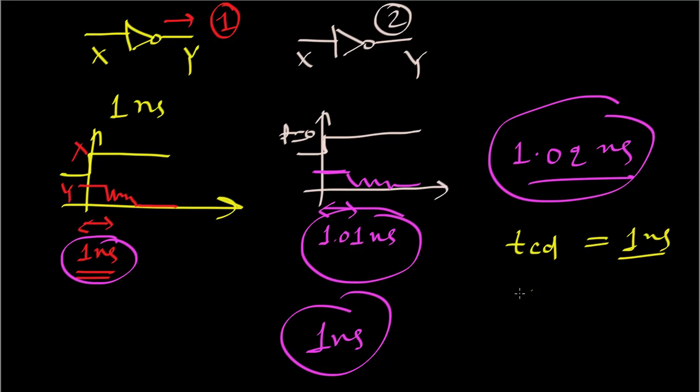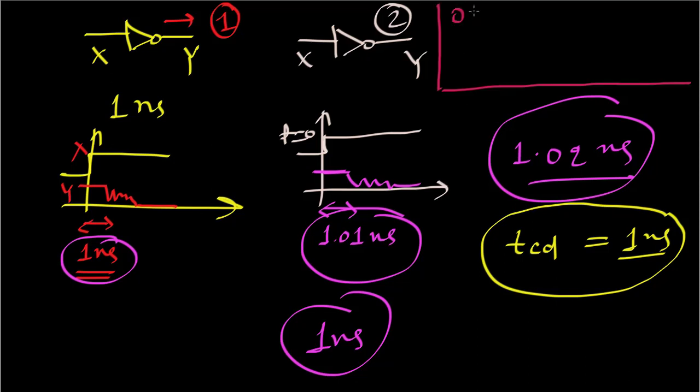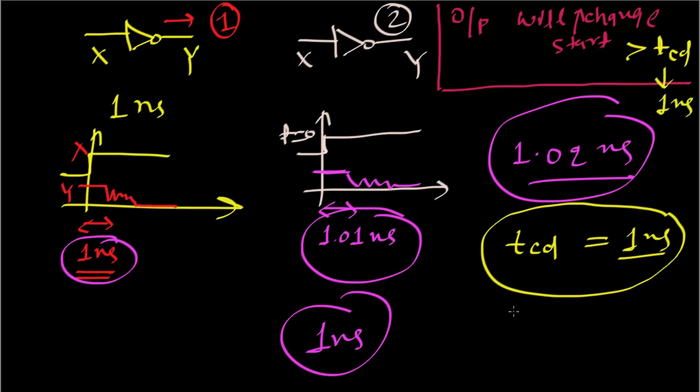But we have defined the minimum time bound after which the output will start changing. That's why we are calling TCD, or the contamination delay, the minimum amount of time after which the output will start changing. Or let me write it this way: the time after which the output will start to change will be greater than or equal to TCD, and TCD we have defined, or the manufacturer has defined, as 1 nanosecond.